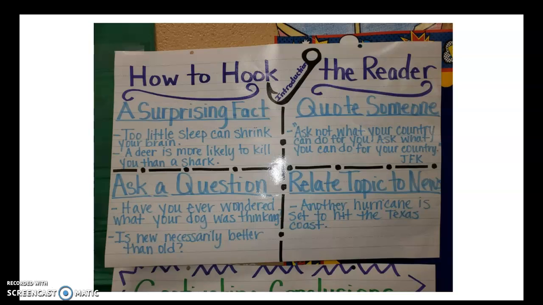You might even be able to relate it back to the news, maybe. I'm not sure. That might be a little bit more difficult. And there might be some cool quotes out there about energy. I'm not sure. Okay, but just keep these in mind.